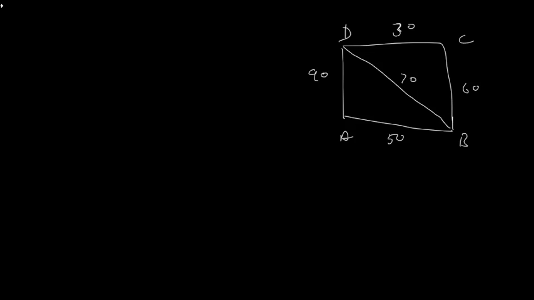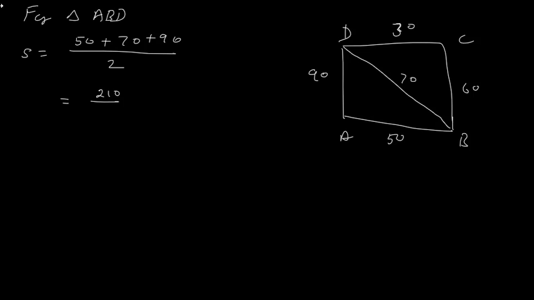So here for triangle ABD, my S, the semi-perimeter, will be equal to 50 plus 70 plus 90 upon 2, which is 210 divided by 2, equal to 105. This is the value of S.